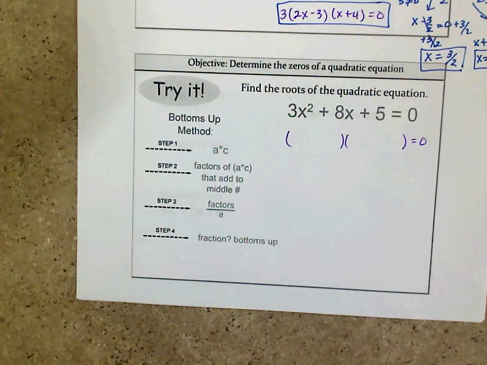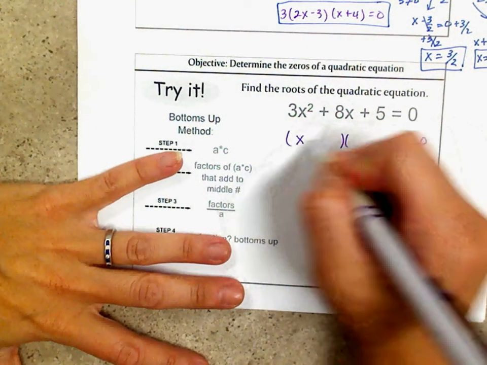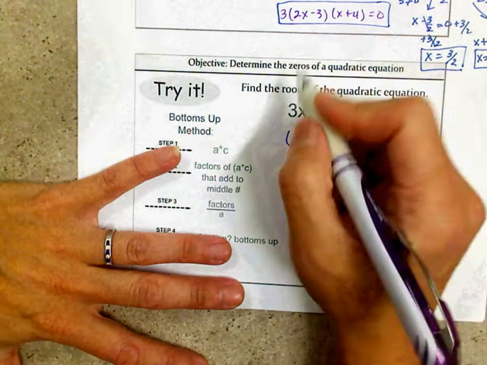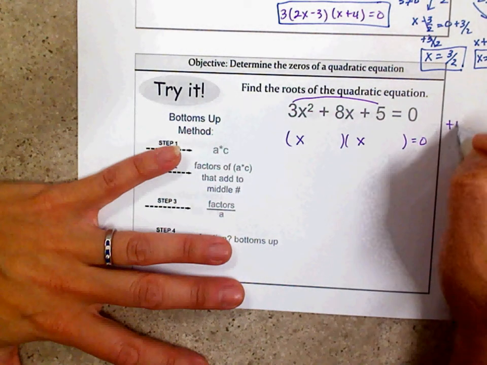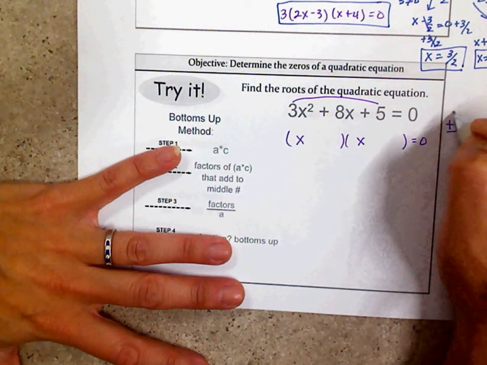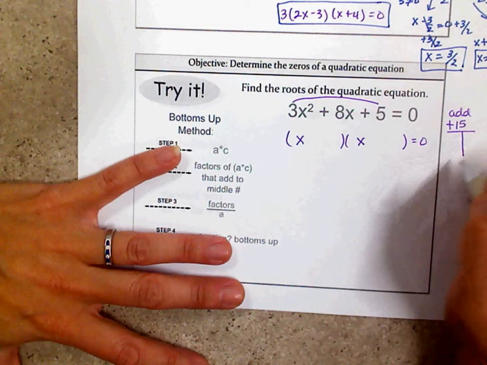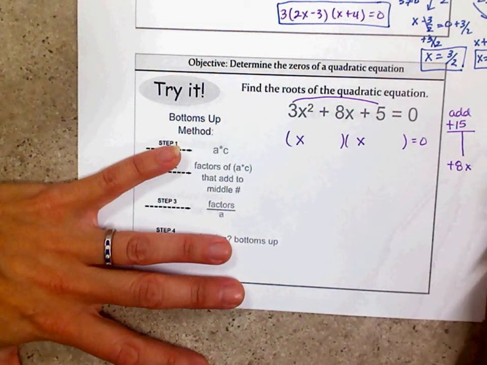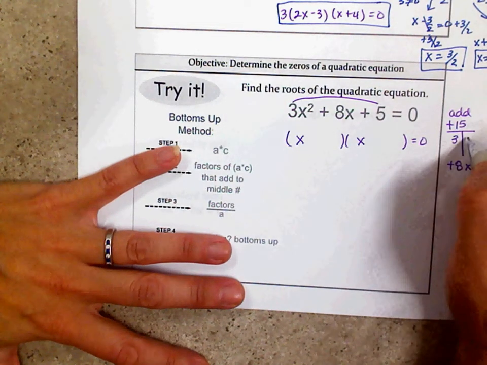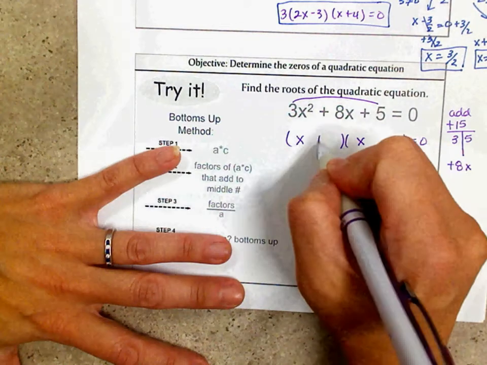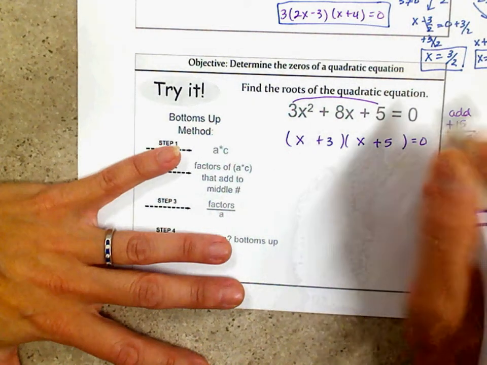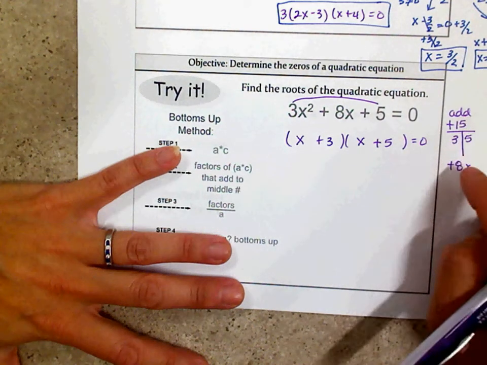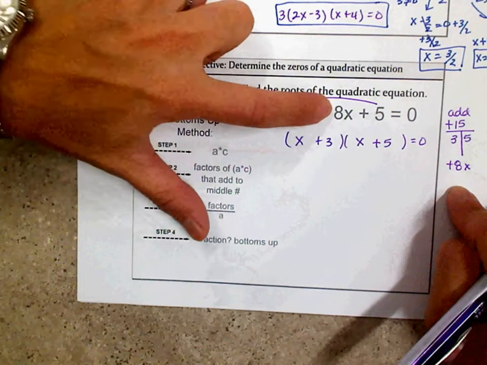Factors of x squared, x and x. My apologies. 3 times 5 is positive 15. See how it's positive? I want to add 2 numbers to get me a positive 8x. Okay? What are those 2 numbers? 3 and 5. Plus 3 plus 5. 3 times 5 is positive 15. 3 plus 5 is positive 8. So we just got that?